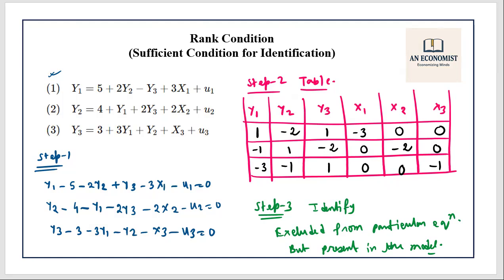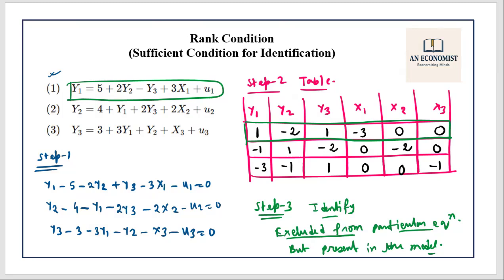For that, you have to check row-wise. For the first equation, this is the row that we got. Consider only this first row. This is the row that we have obtained for the first equation. Only for the first equation, if you have to check the rank condition, I'm saying. So how do you check all the variables? You have to identify the variables that are excluded from this particular equation 1, but they are present in the model. That will be given by the coefficients where you have 0, right?